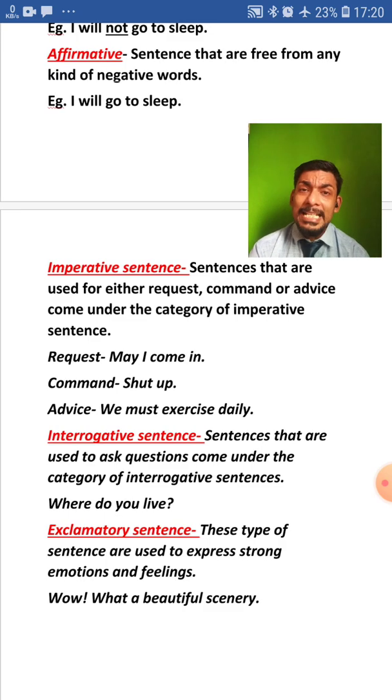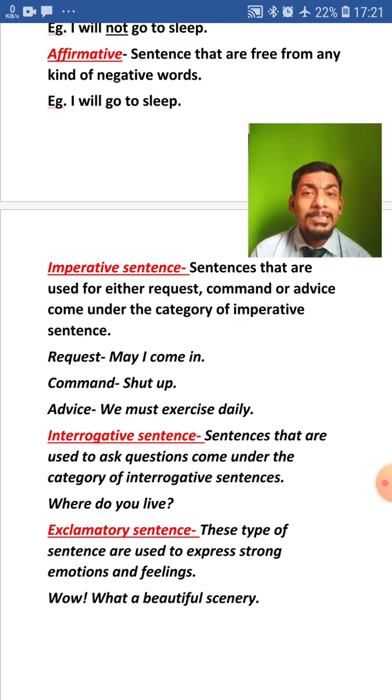So imperative sentences, sentences that are used for either request, command, or advice, come under the category of imperative sentence, my dear students. It means, like assertive sentences were used for 2 purposes: for passing information and for declaring fact, in the same way, imperative sentences are used for 3 different purposes. First, for request, second, for command, and third, my dear students, for giving advice.